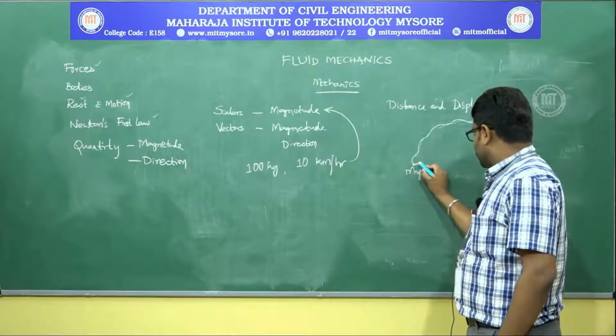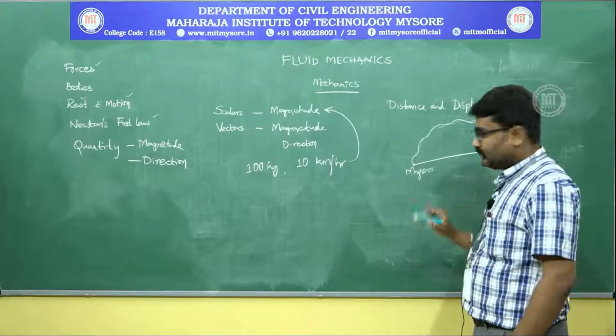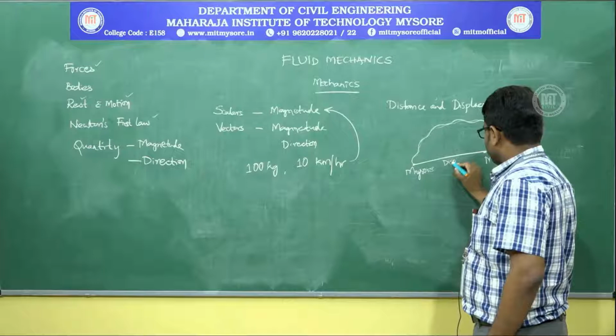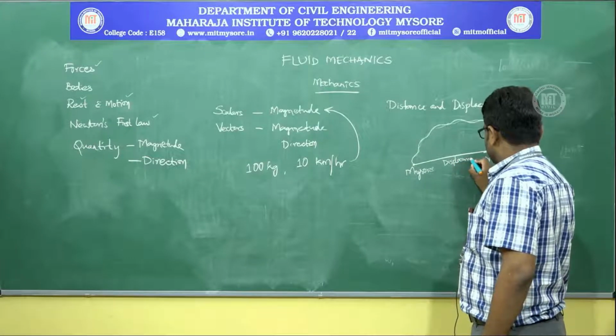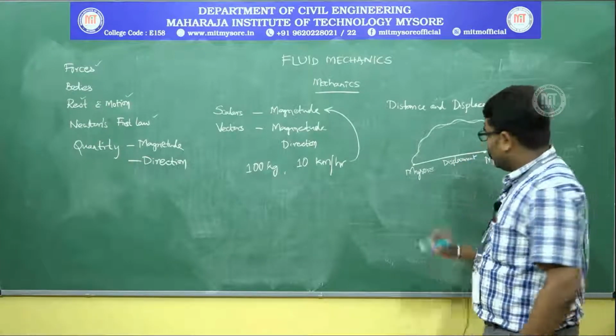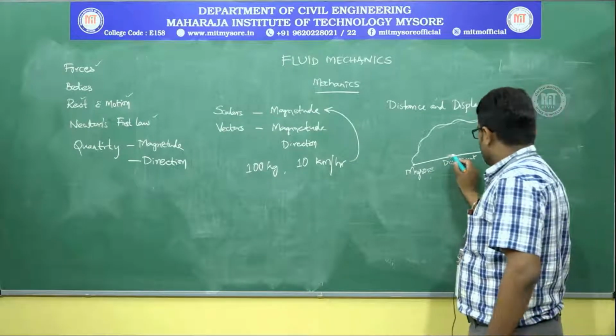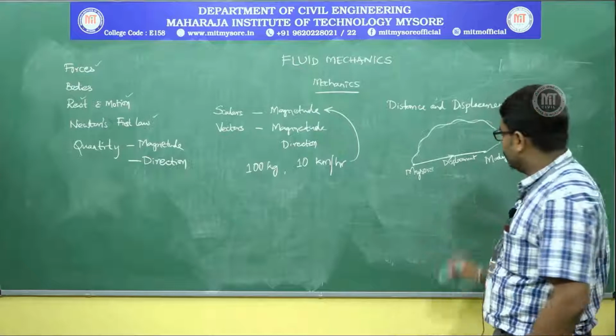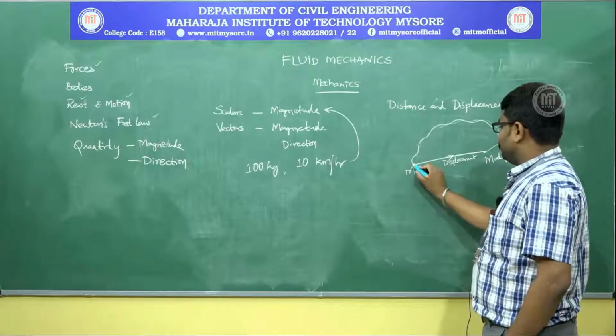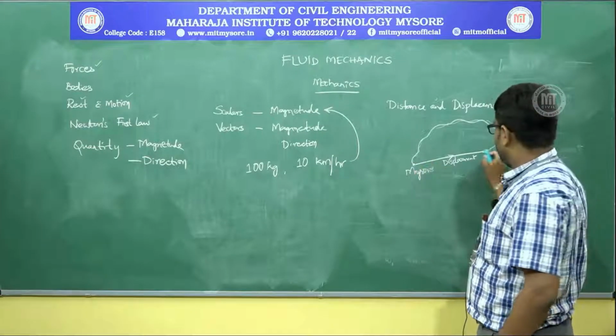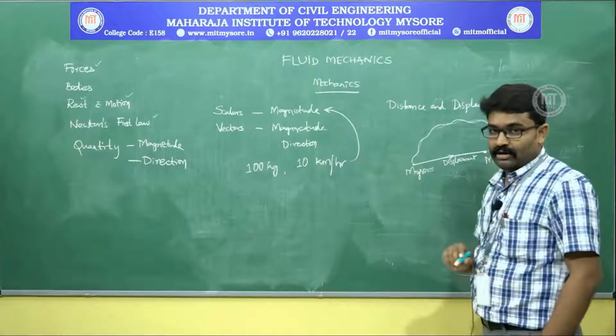Now the shortest distance between these two points is termed as displacement. Now, why is this a shortest distance? Because it has a proper direction. So, this is nothing but displacement. The shortest distance travelled between any two points is called displacement.